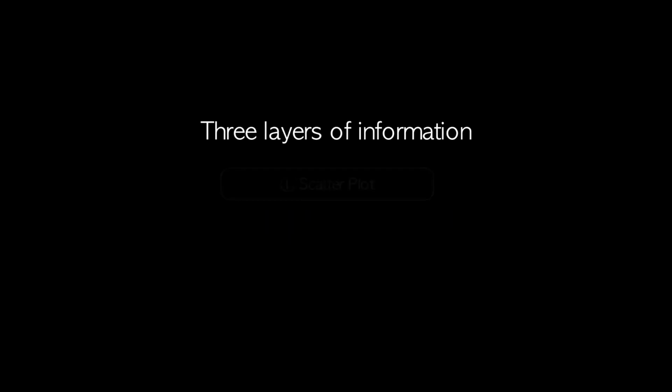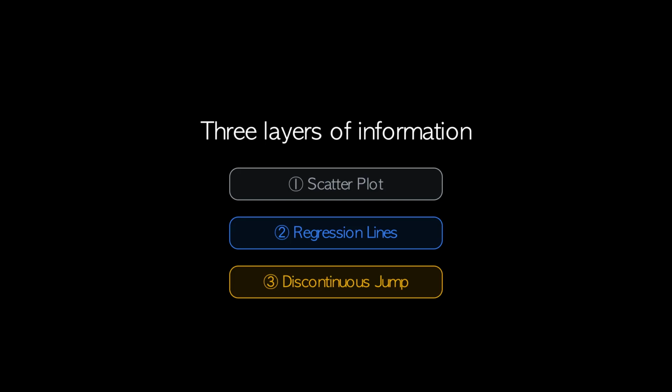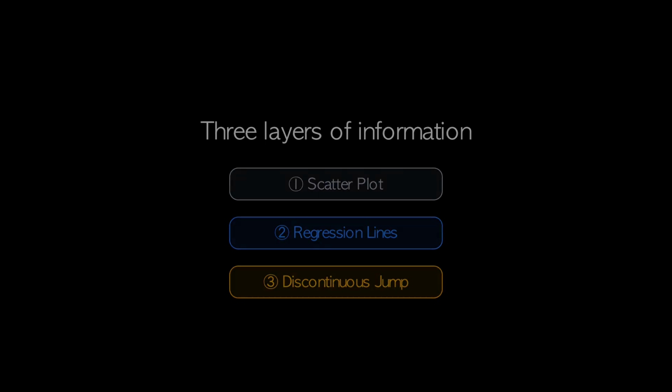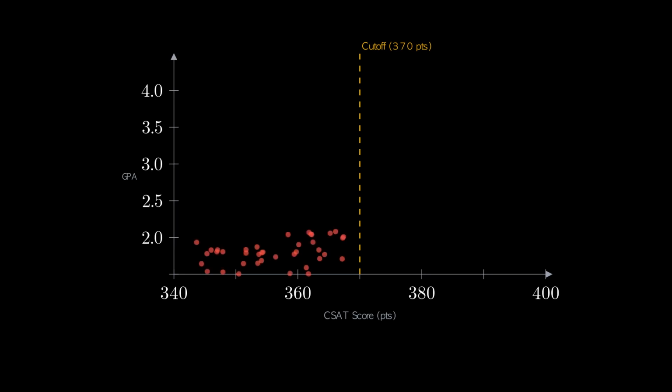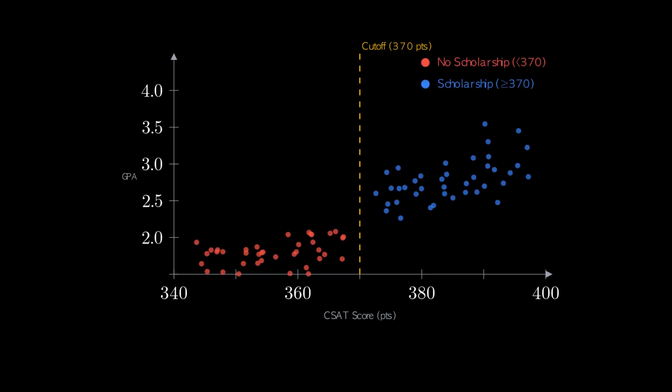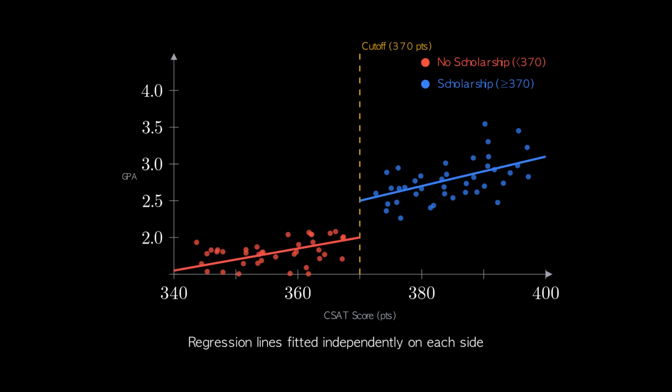Now let's build intuition through a visualization. The graph gives us 3 layers of information: a scatter plot, regression lines, and the discontinuous jump. The scatter plot shows each student's exam score and college GPA. Students who received the scholarship and those who didn't are color-coded. The regression lines are fitted separately on the left and right of the cutoff. The 2 lines are estimated independently.